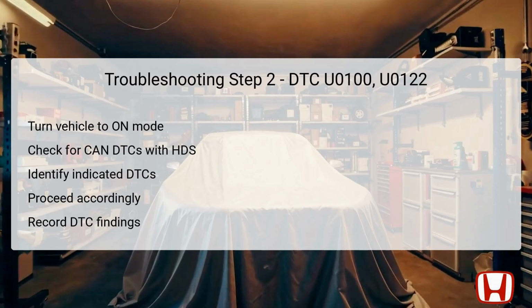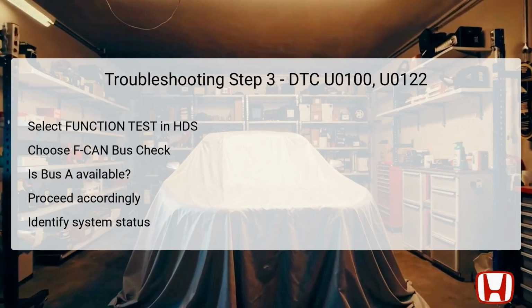Once the DTCs have been cleared and checked, the next step is to turn the vehicle to on mode without starting the engine. Use the HDS to check for any controller area network, CAN system, DTCs. This system connects multiple control units in the vehicle and is crucial for proper functionality. Note any indicated DTCs, as they will direct you to the next phase of troubleshooting. Depending on the diagnostics results, it's essential to follow the system's recommended procedures for addressing the specific issues identified. Recording these findings will aid in the documentation and future reference.